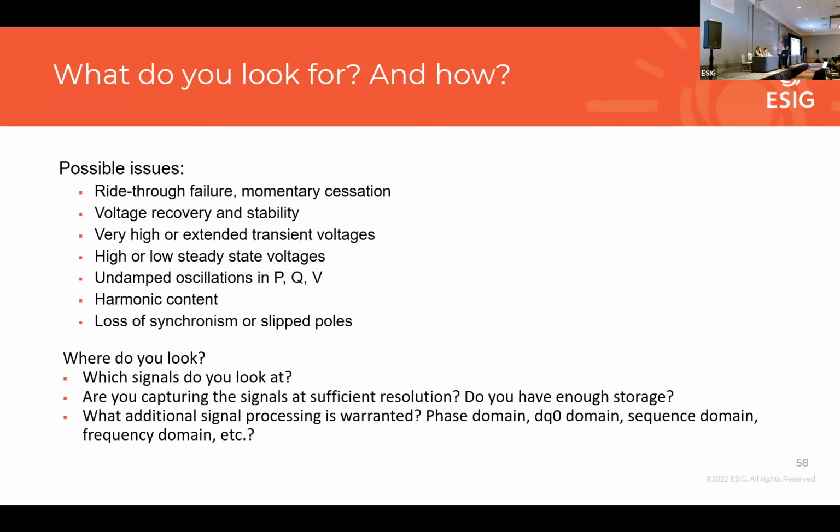High or low steady state voltages. Okay, undamped oscillations. I think those things are a little bit more familiar. Harmonic content, loss of synchronism or slipped poles. Usually those kinds of things jump out a little bit more. But the idea is there's a lot of different manifestations. It's not just, is your plant still online at the end of the simulation? It's a lot more nuanced than that. And judging whether it's acceptable per our planning and operations criteria or not, then becomes, well, wait a second, we need to go back and think about this. And also that case, and also that case.